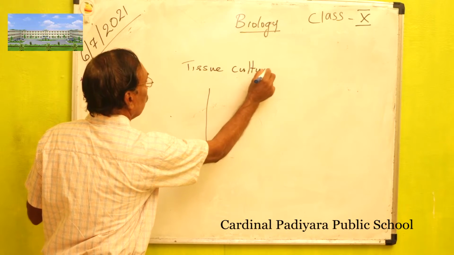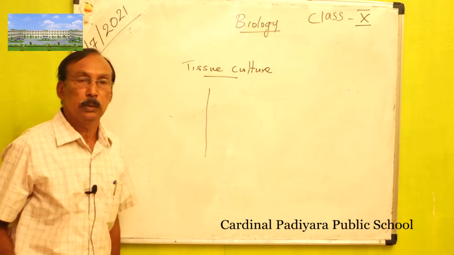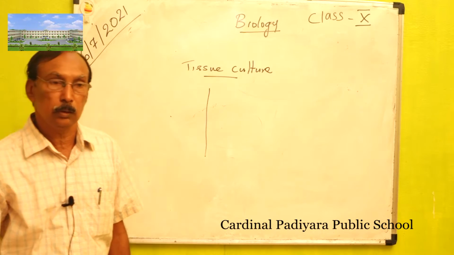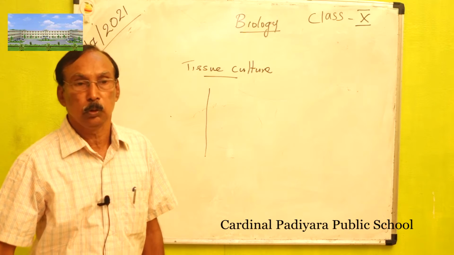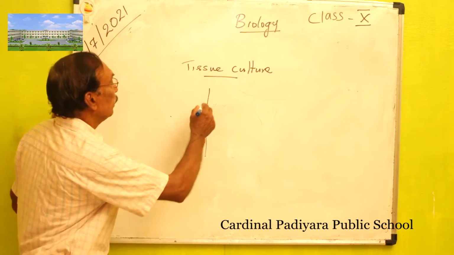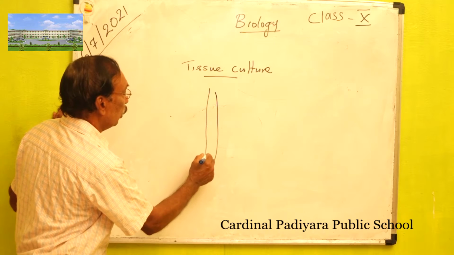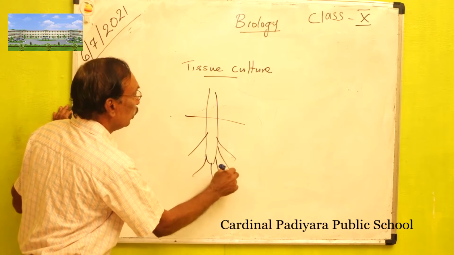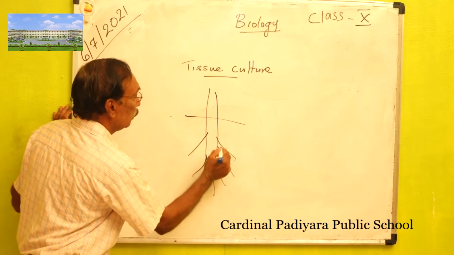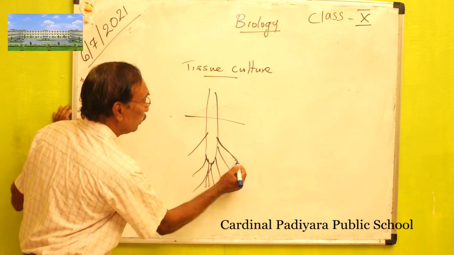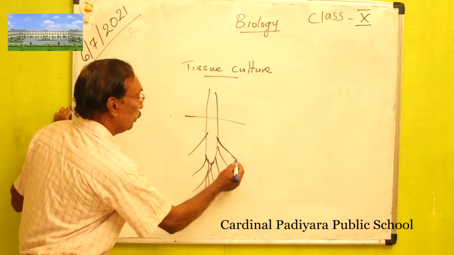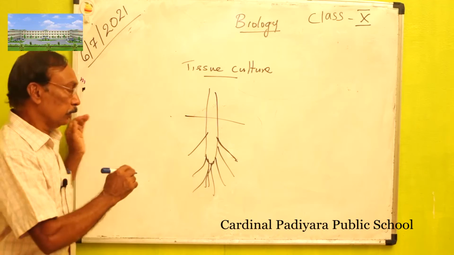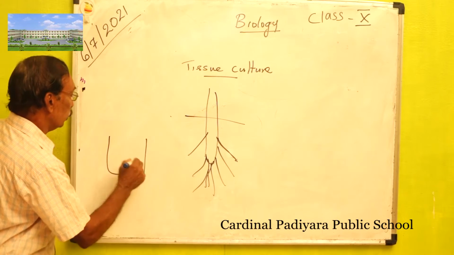So, tissue culture. Banana and so many other commercially important plants are produced this way. What is done is, you can see the roots, the root tips are taken. This is the root, the tip of the root is cut into so many pieces, and it is kept in a solution.